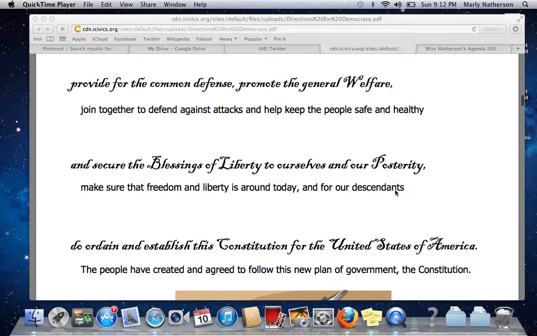The last thing that we're going to do to have a better country is we're going to secure the blessings of liberty to ourselves and our posterity. Blessings of liberty means we're going to make sure that we have freedom and liberty in our country because we didn't have it before, and it's very, very important to us. And then it says, in our posterity, and in the translation it says for our descendants. Both of those words, posterity and descendants, just mean the people that come after us. So our children and our children's children and the future of the country of America. We're going to be sure that they always have freedom.